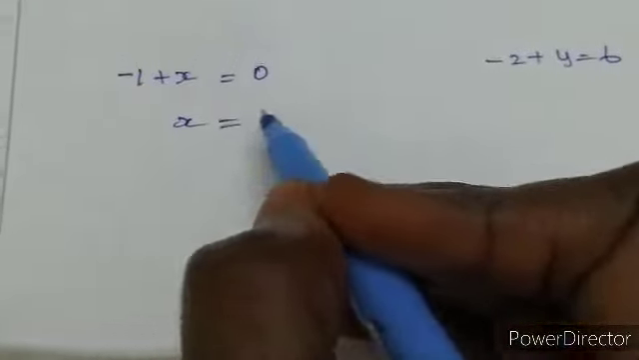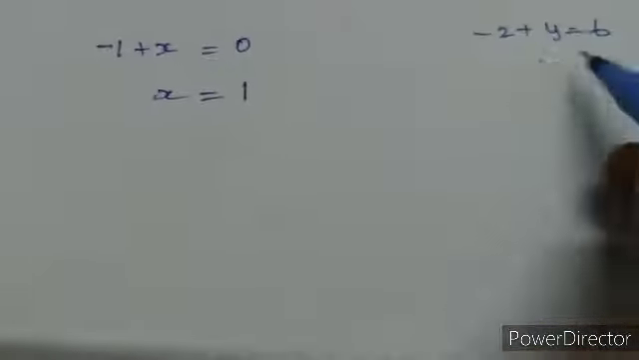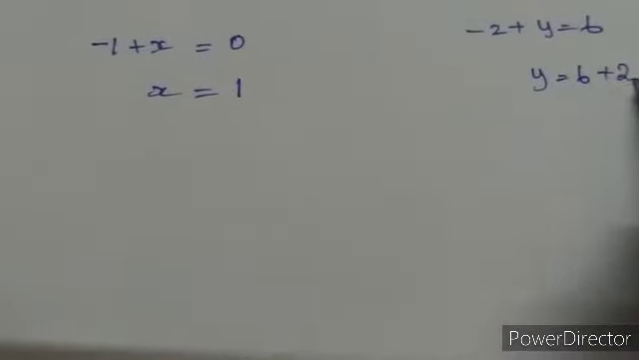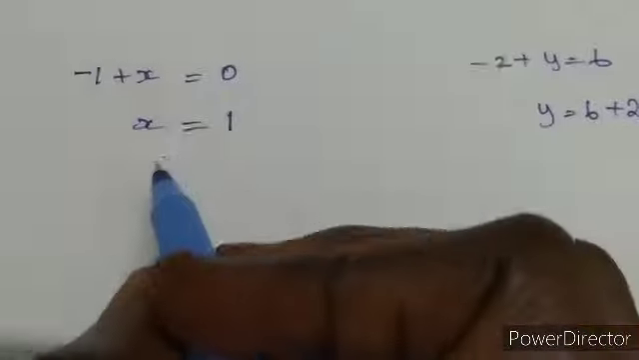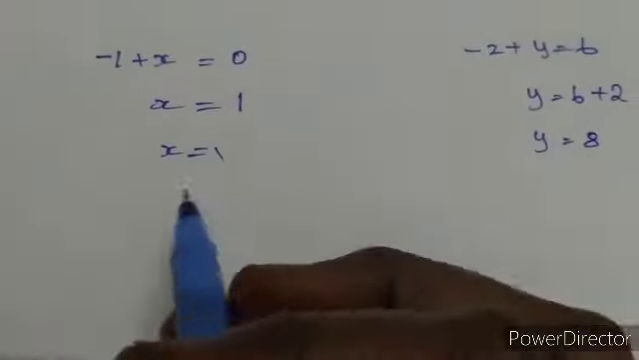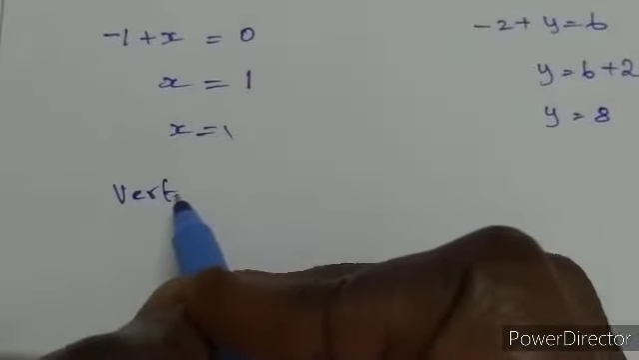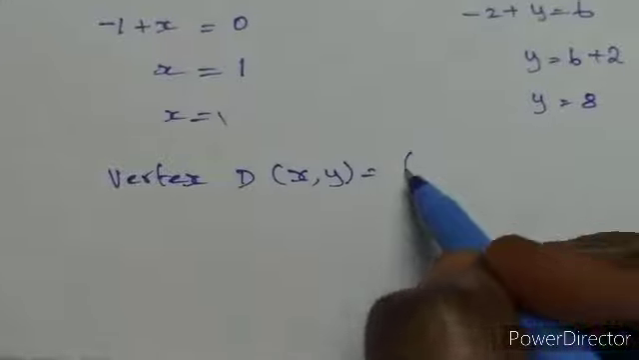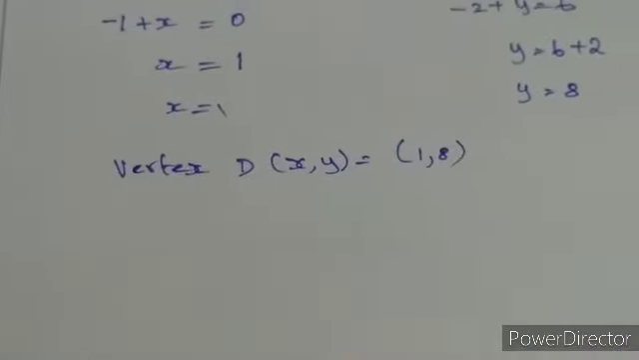Now x equal to, the minus sign will come this side as plus 1, and y equal to minus 2, plus 2 will come this side as plus 2. Now x equal to 1, y equal to 8. So the vertex D (x, y) equal to 1 comma 8.